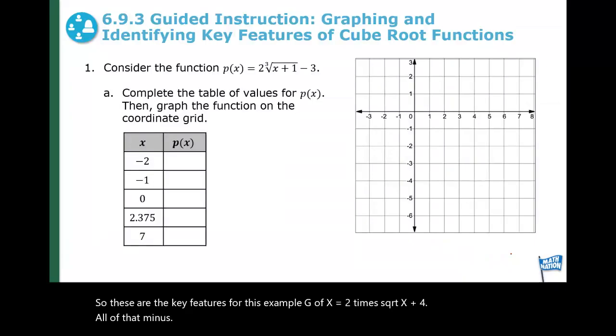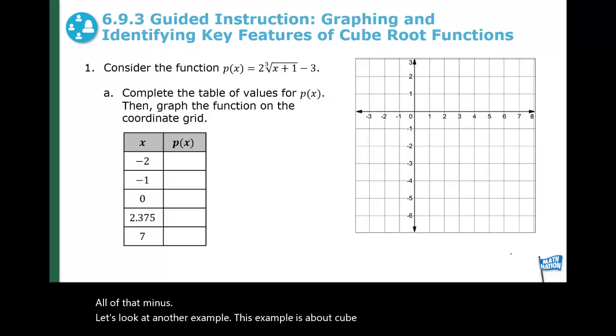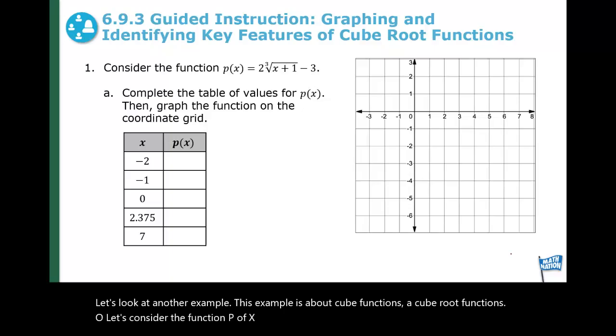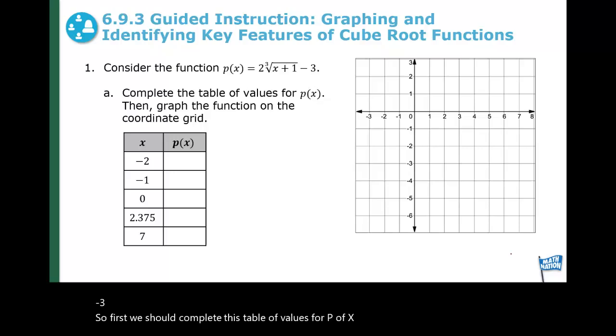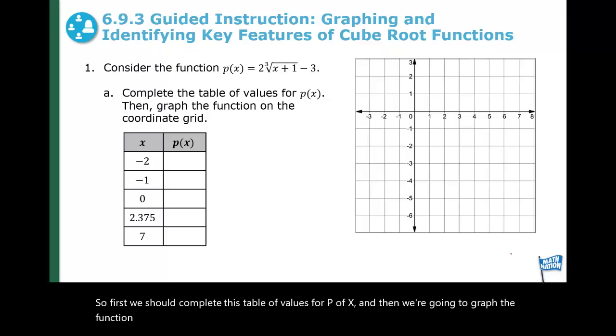Let's look at another example. This example is about cube root functions. So let's consider the function p of x, 2 times the cube root of x plus 1 minus 3. So first, we should complete this table of values for p of x, and then we're going to graph the function on the coordinate grid.